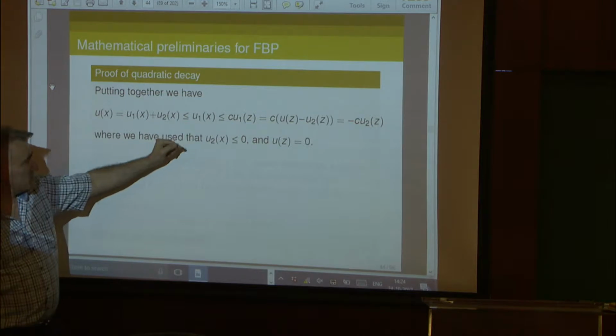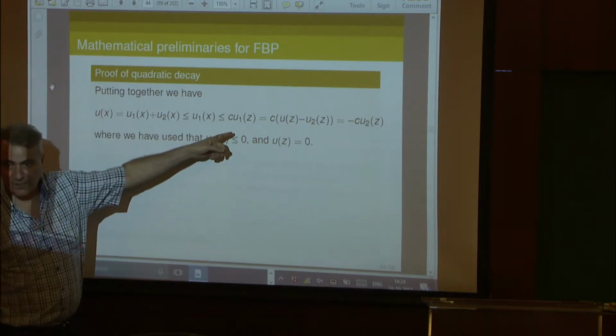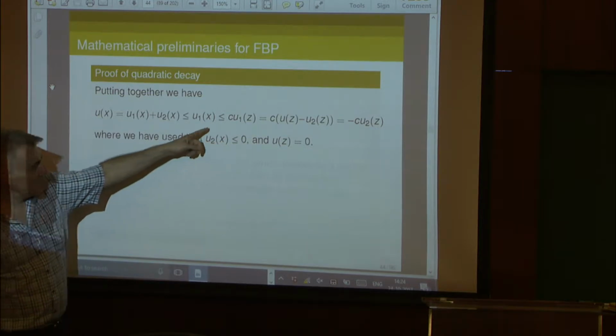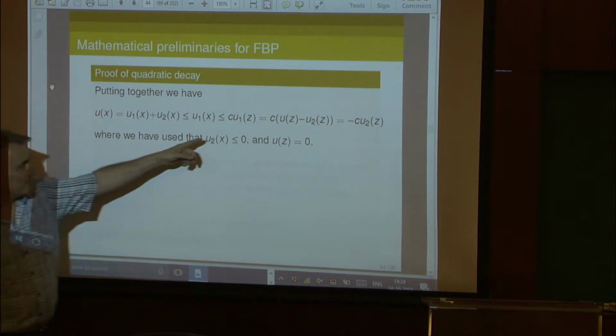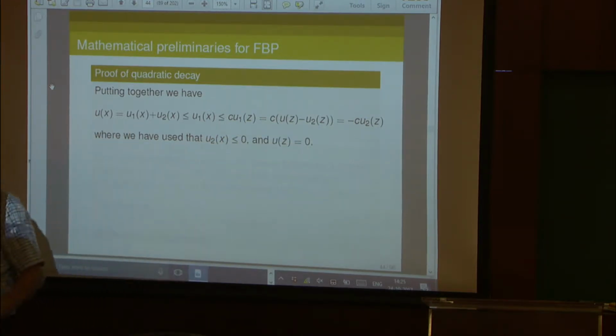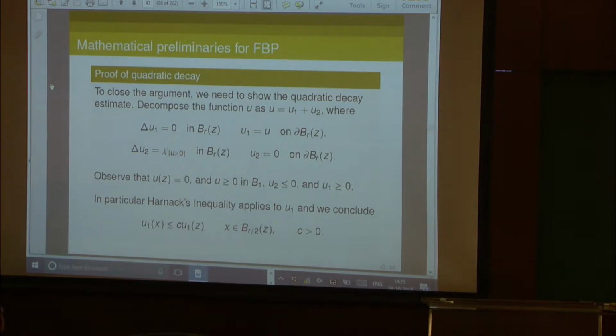So this is less than this, but we know that u1 is less than c times 1z. The harmonic inequality tells me this is so. And now I go back and write my function back: c times uz minus u2. Is u2z 0? Let me go back. No, u1z is not 0. Sorry, u2z is less than or equal to 0.